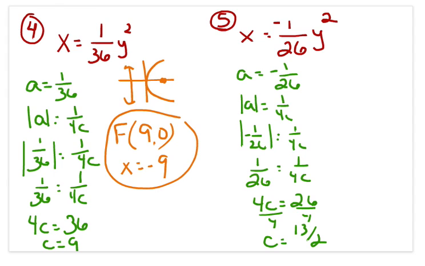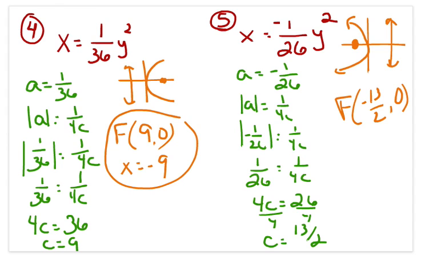For number 5, it's a parabola that opens to the left because A is negative and it's an x equals, so your focus should be a negative number and your directrix a positive number. So your focus is going to be (negative 13/2, 0), and your directrix is going to be x equals 13 over 2.